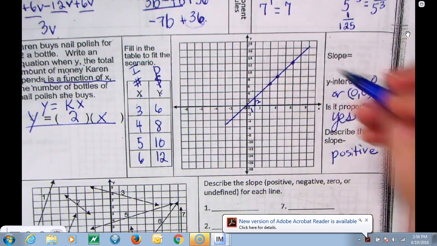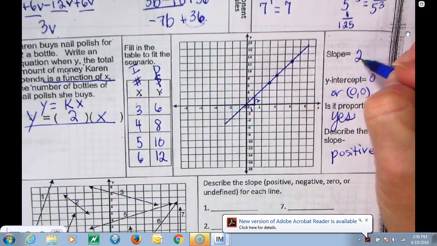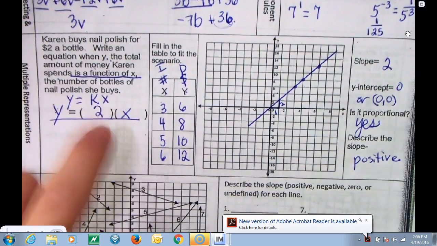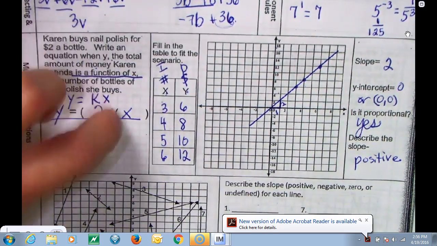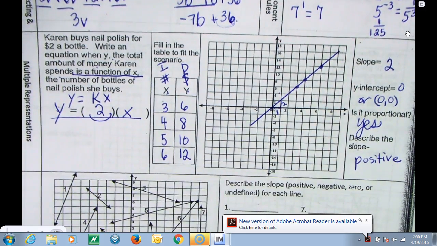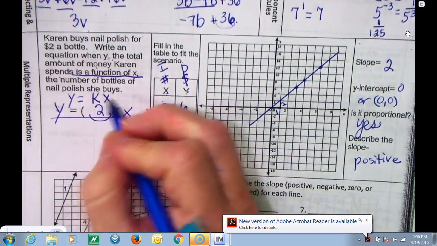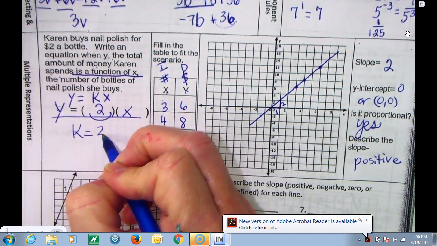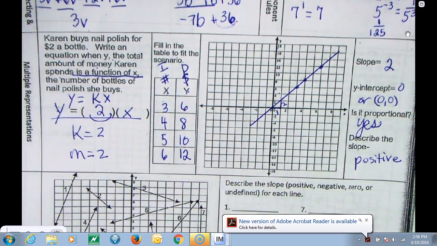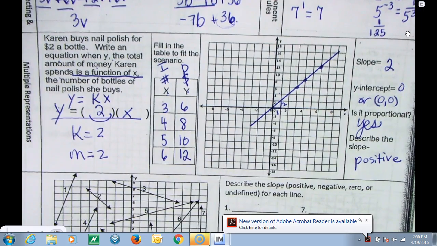Who already knew the slope was 2 to begin with? 2 over 1, 2. Why? How'd you know the slope was 2? Exactly. Look, you already know it's 2. 2 is what's in front of the x. So when it's proportional, you know that the k is 2, the constant of proportionality is 2, the unit rate is 2, the slope is 2, the rate of change is 2, all of it's 2. It's got 4 names.